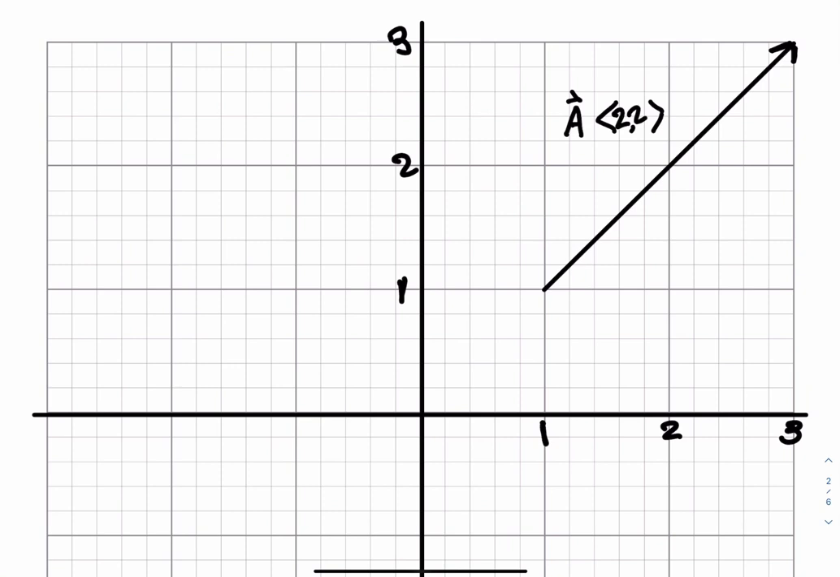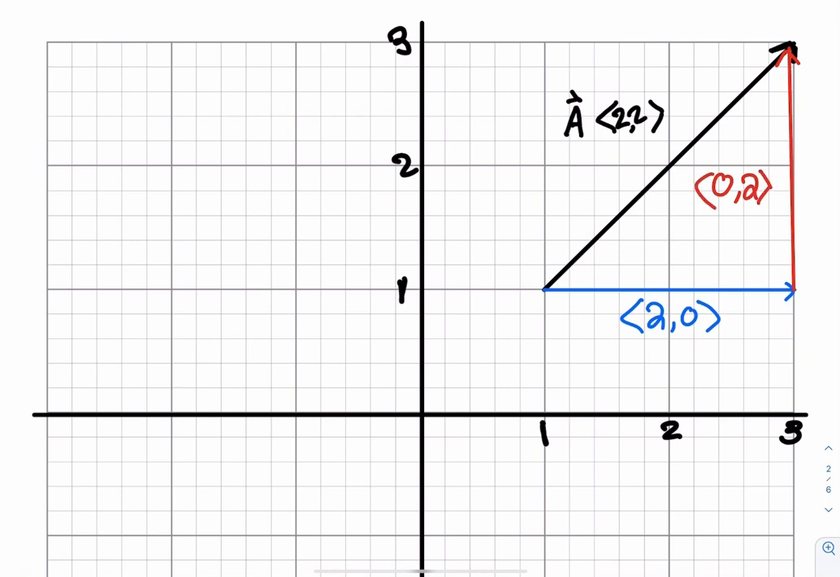With our knowledge of vectors, we can see that the horizontal component of vector A is this vector right here, which is 2, 0. And the vertical component of this vector A is this vector, 0, 2. These two vectors, once added together, create our original vector A.